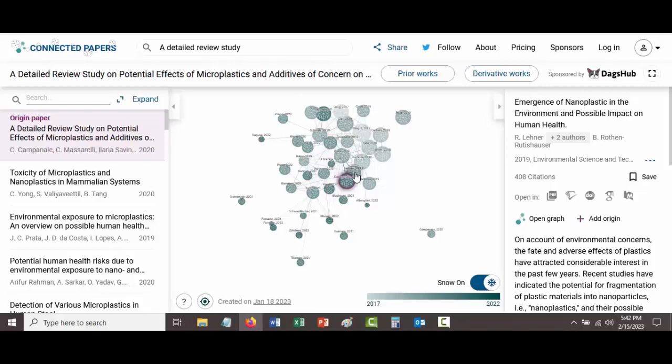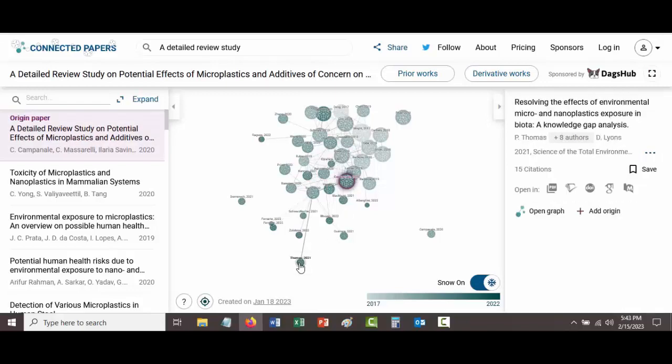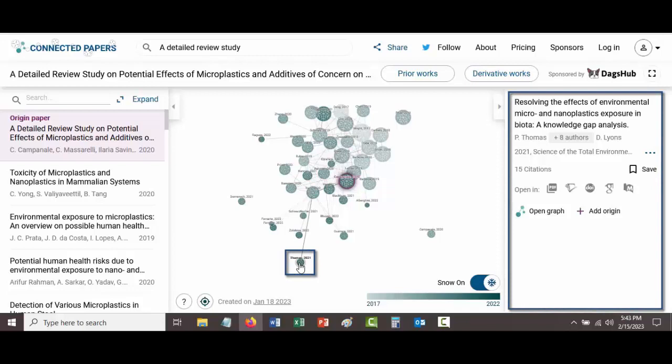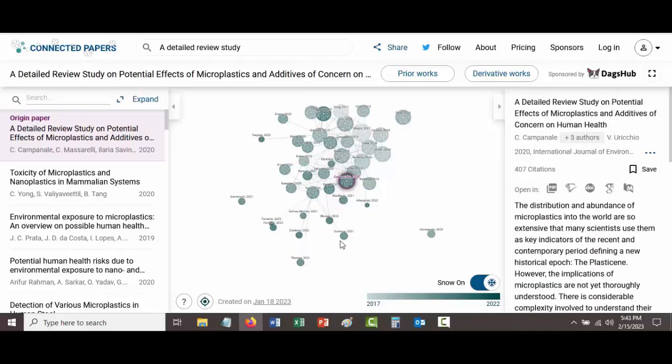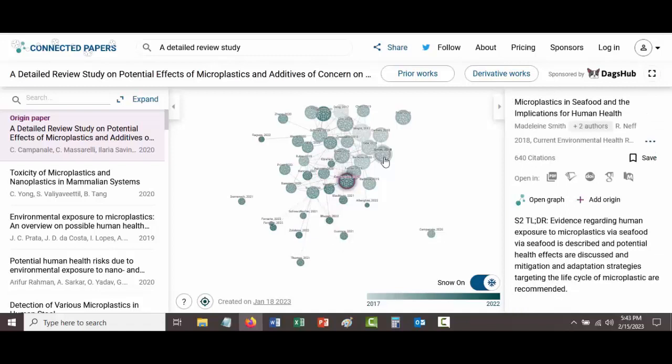If I click on one further away, I see resolving the effects of environmental, micro, and nanoplastics exposure in biota. The topic has diverged slightly, but some of these articles may still be relevant. The size of the circles indicates their impact. The larger the circle, the more times the article has been cited.